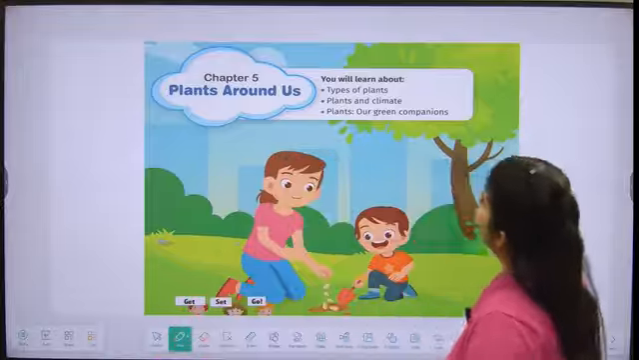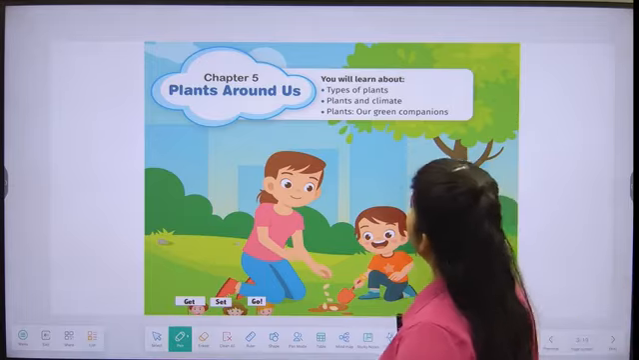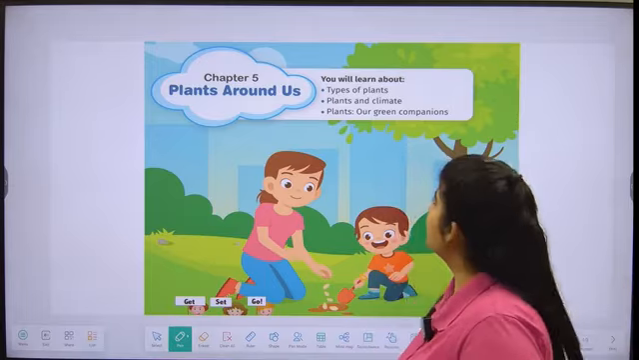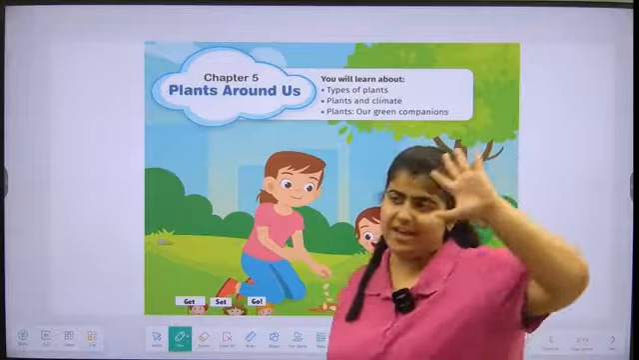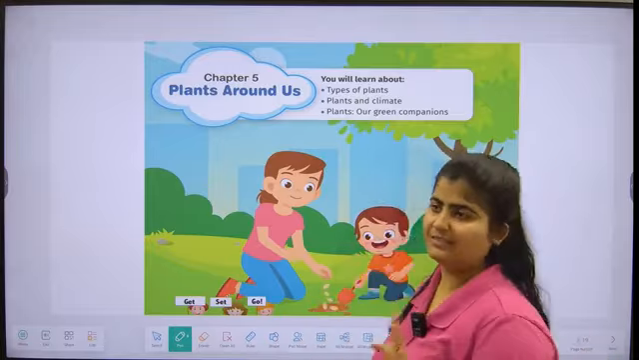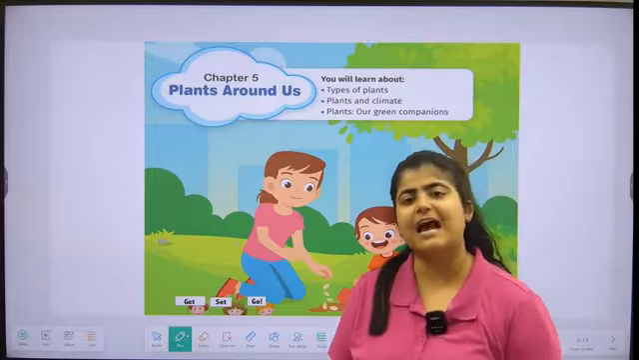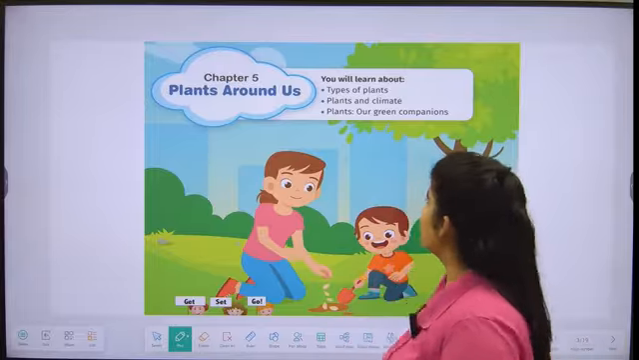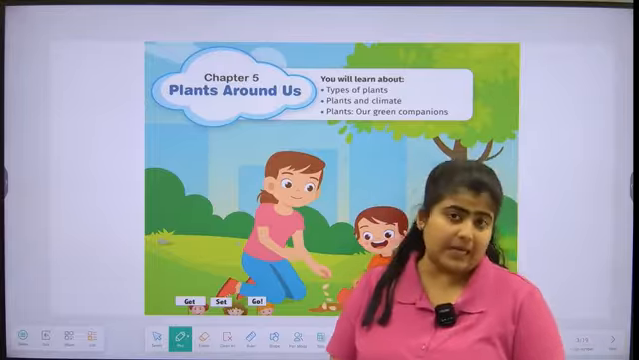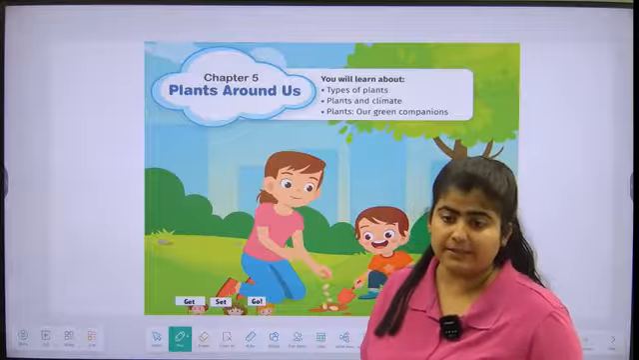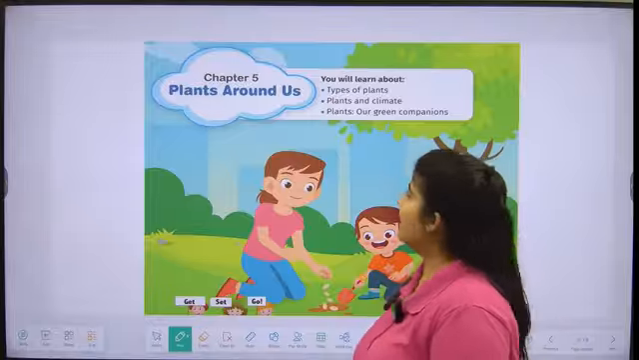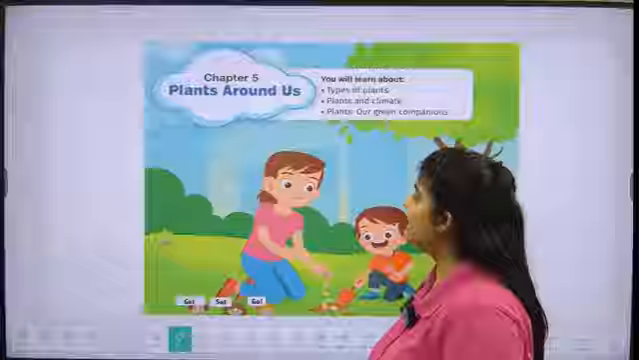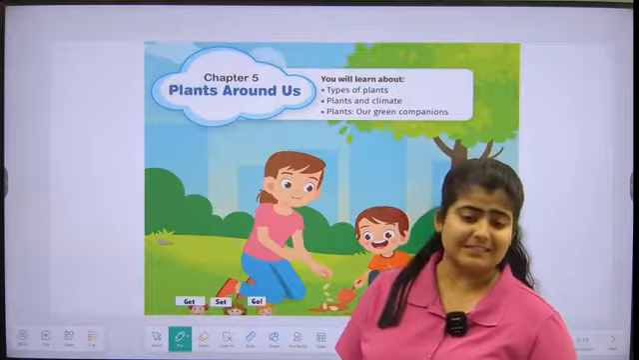Let's go. So in this chapter we will learn about types of plants and climate. So what does weather do to plants? What is the effect of climate and weather on plants? Like when we feel cold we wear a sweater, plants don't sit wrapped in a blanket, right? Plants are green companions.